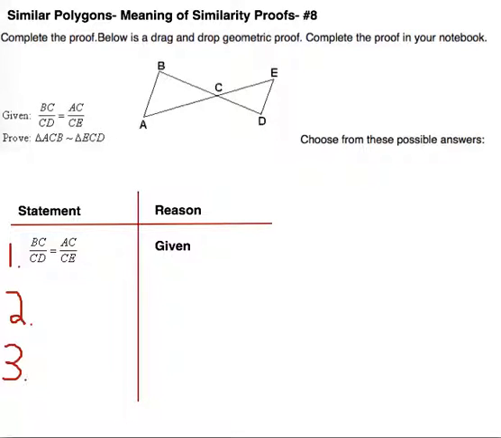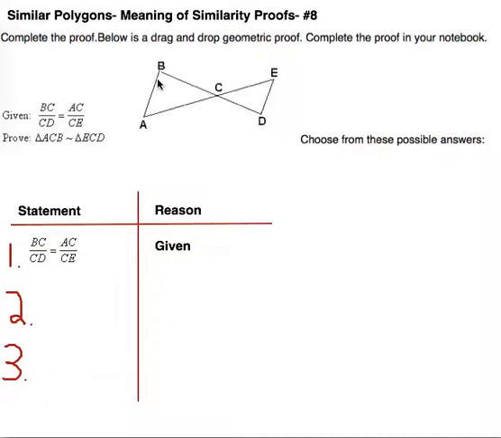Alright, so I'm doing similar polygons, meaning of similarity proofs, number 8. You are given a proof, and you have a drag and drop, so that makes it a little bit easier. But let's look at our picture.